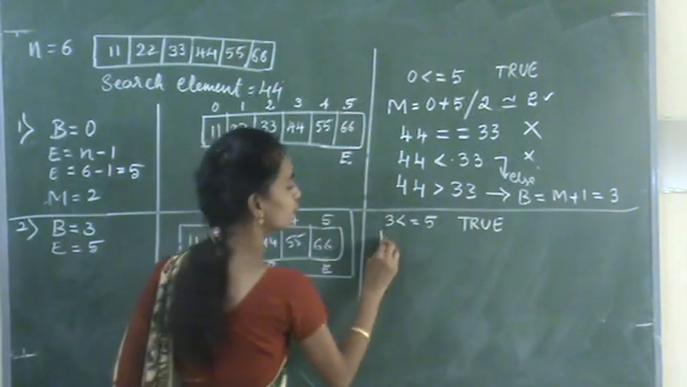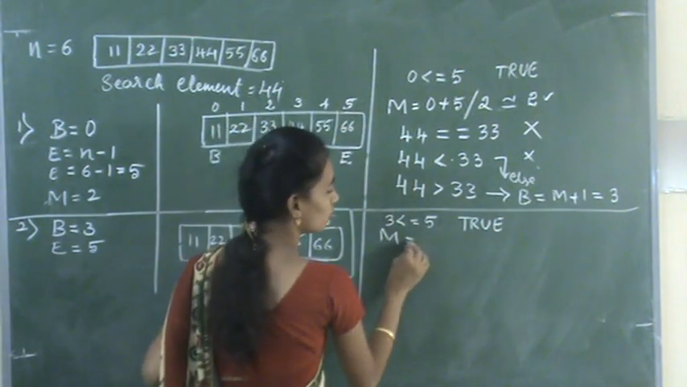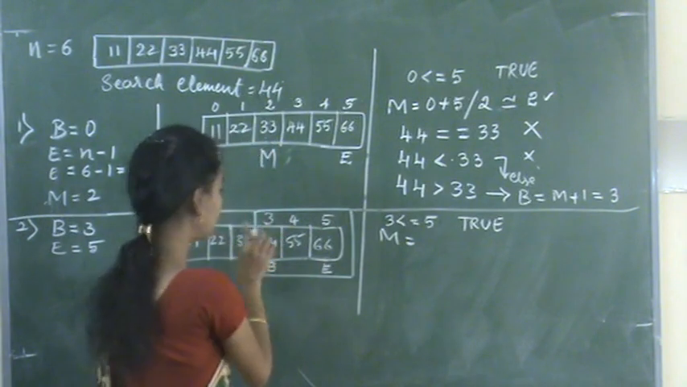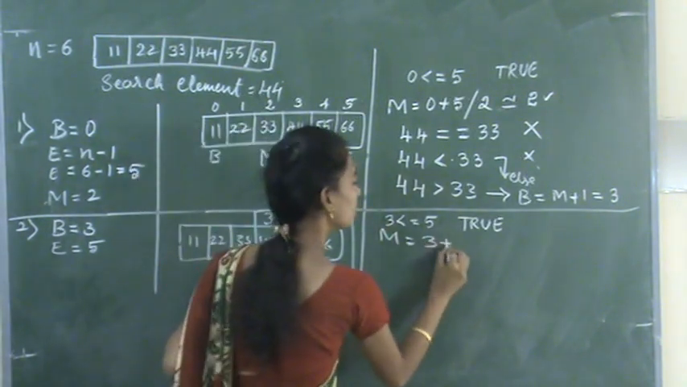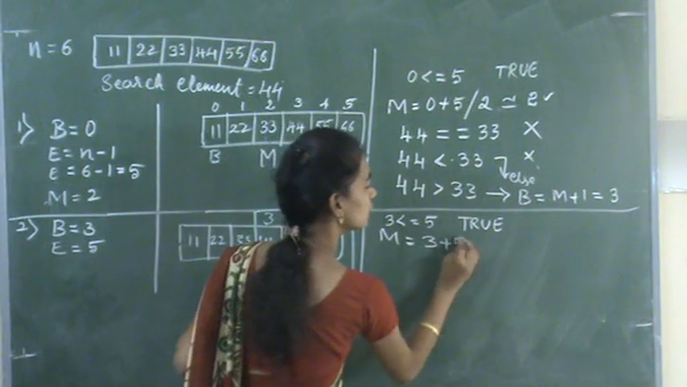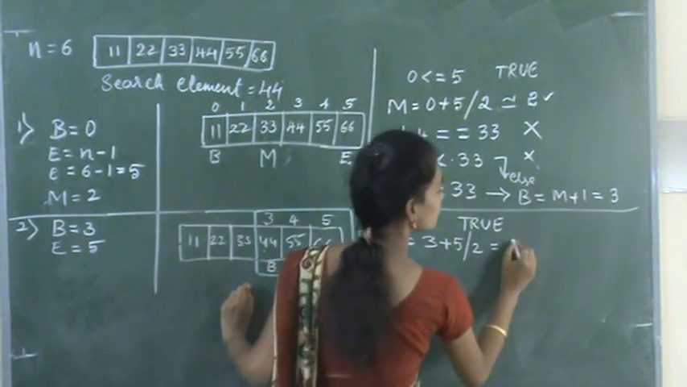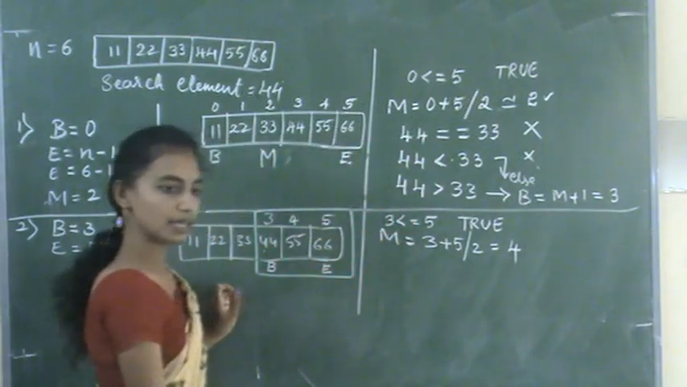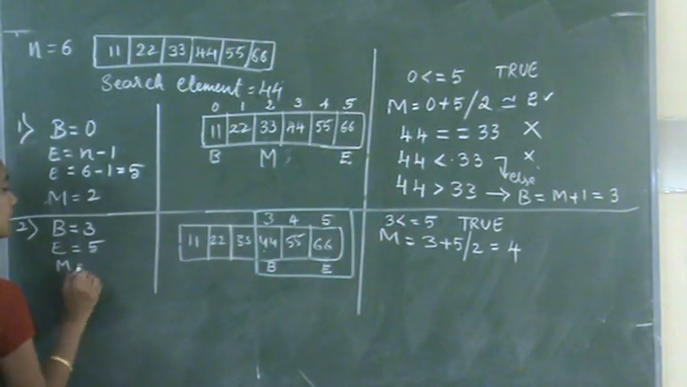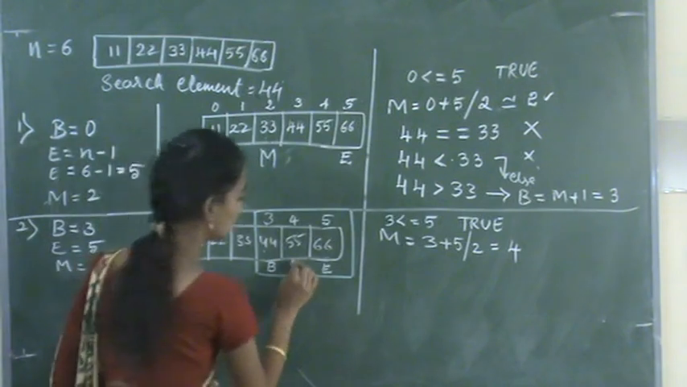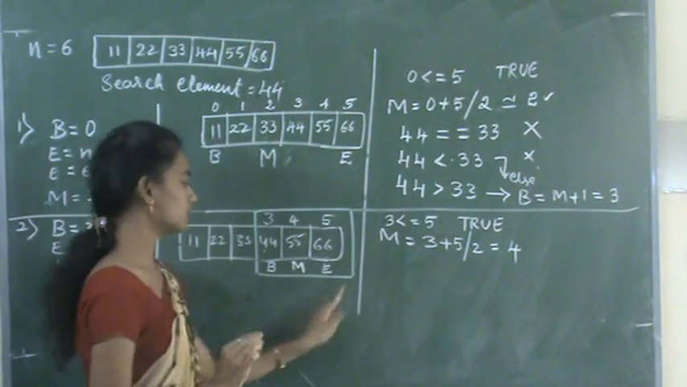So now we need to find the mid element. How will we find the mid element? Beginning plus end divided by 2. So 8 by 2 means we will get 4 as the mid value. Now mid becomes 4. So this is the mid of this array.